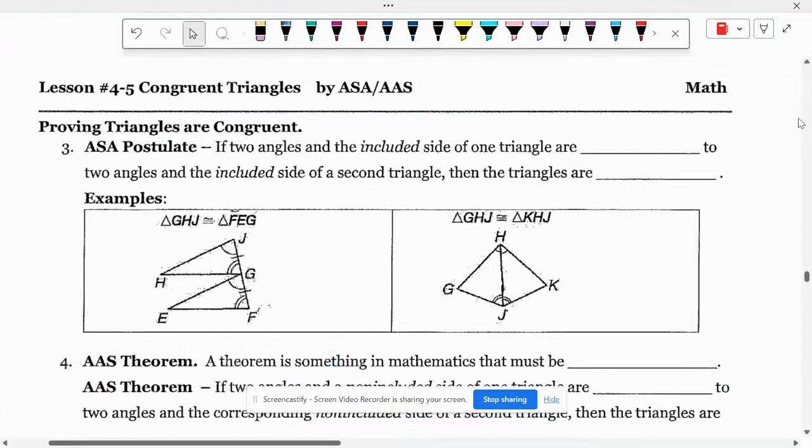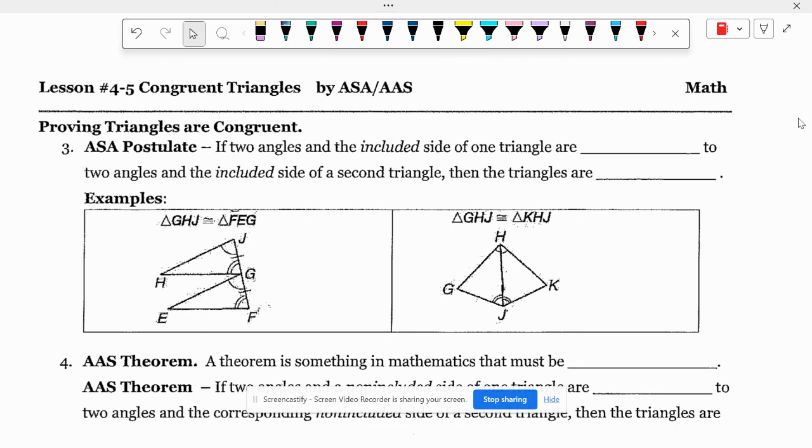Postulate and our theorem that we're using today: angle, side, angle, and angle, angle, side. Okay?